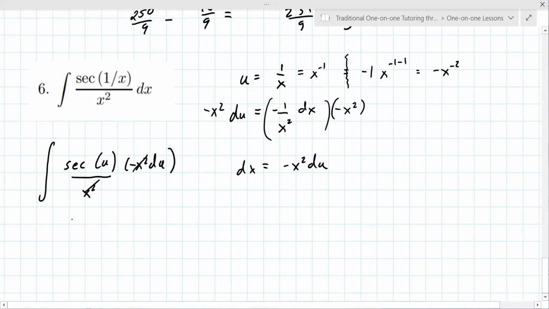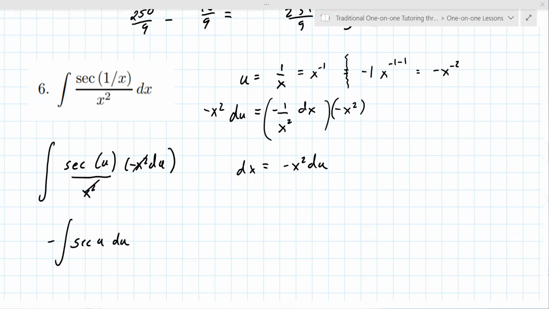So you're left with negative integral secant u du. You just brought that negative in front. It's good to get in the habit of doing that. So then you do the antiderivative of secant.